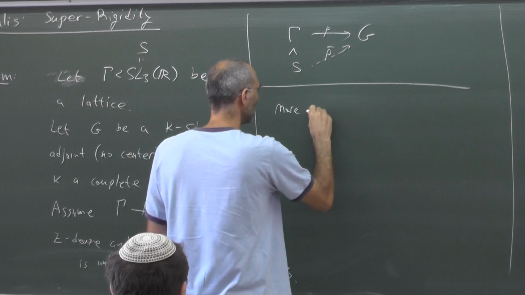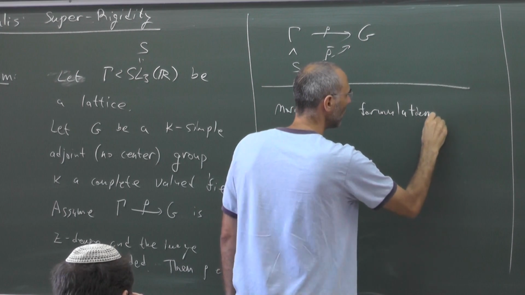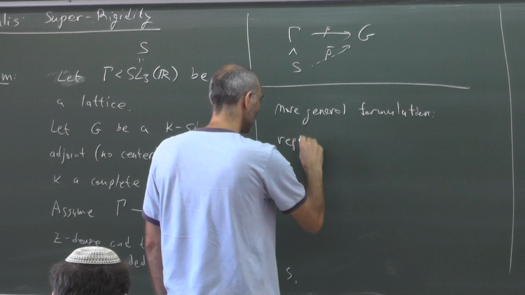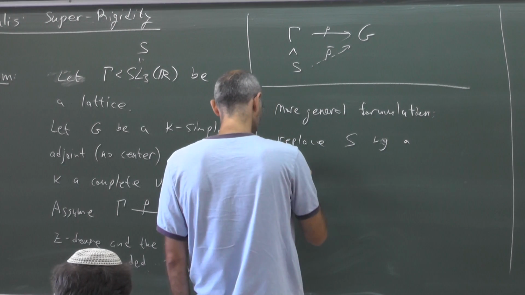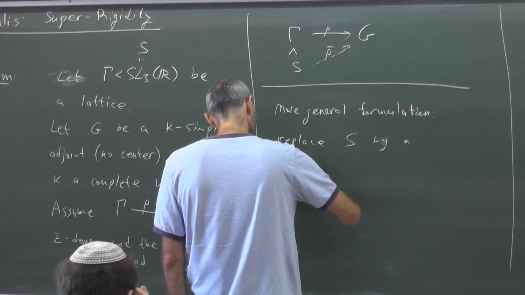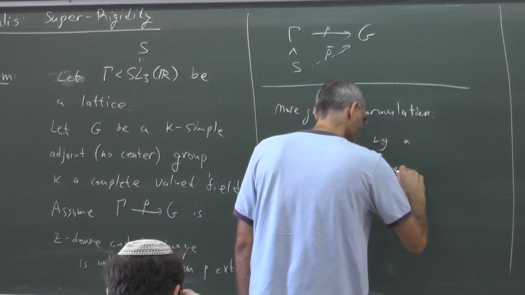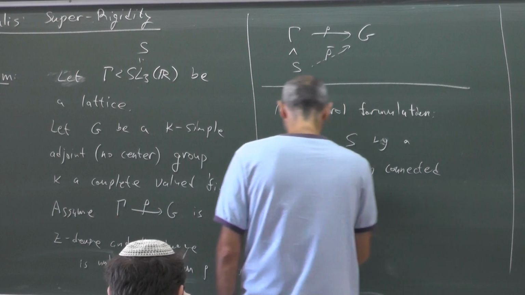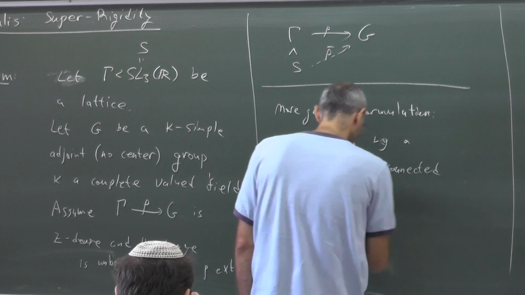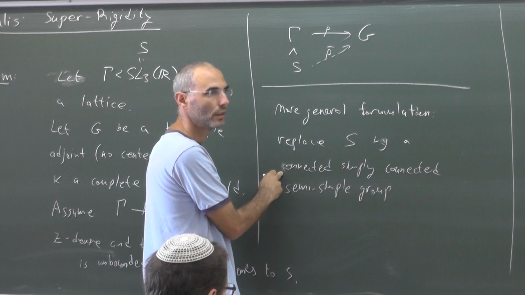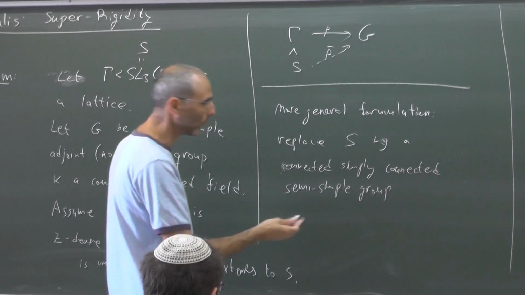And a more general formulation. So we replace S by, say, some connected, simply connected, semi-simple group. So connected, we all know what it means. Simply connected, it's not a topological adjective, it's about the algebraic group structure.